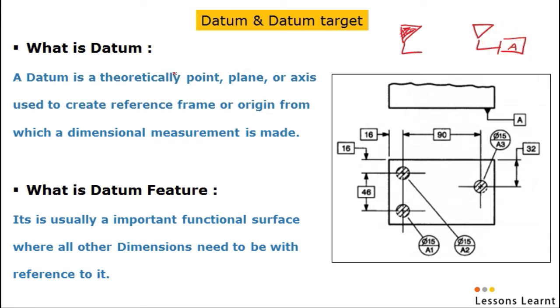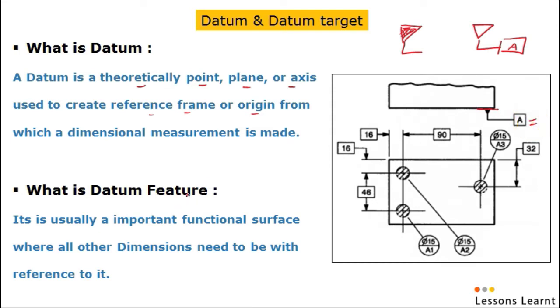So what is datum? Datum is a theoretical point, plane or axis which is used to create a reference frame or origin from where dimensional measurement is made. So it is simple. In this image you can see this surface is selected as datum A, and if we want to give any dimension on this view we have to give it with reference to this datum.